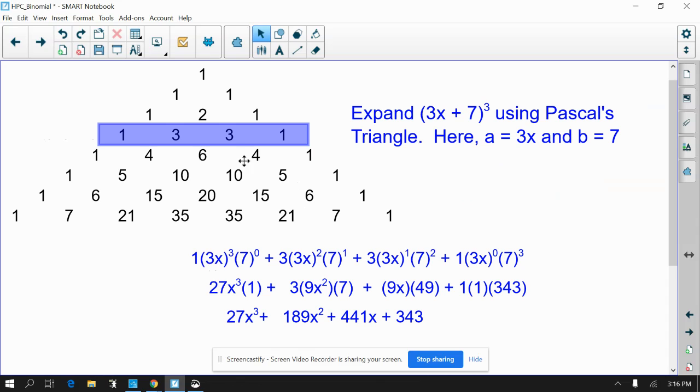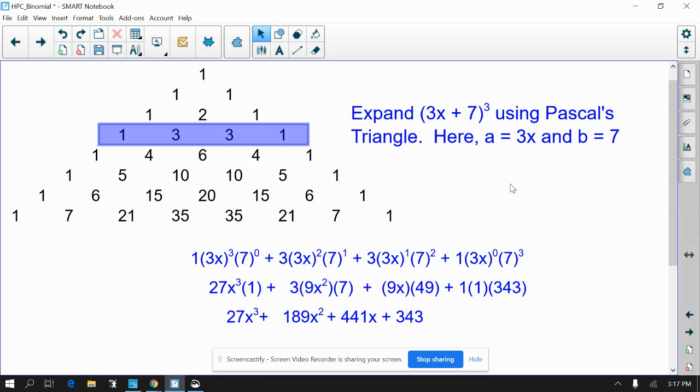So here, look at all these terms. I got 1, 2, 3, 4 terms. Terms are separated by plus signs. And in each term, I have a 3x and a 7, right? 3x and a 7, 3x and a 7, 3x and a 7. That's the A and the B. But the A term started off with 3x to the third, and then it became 3x to the second, and then it became 3x to the first, and then it's 3x to the 0.